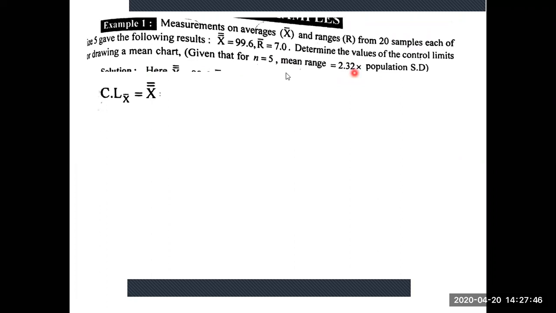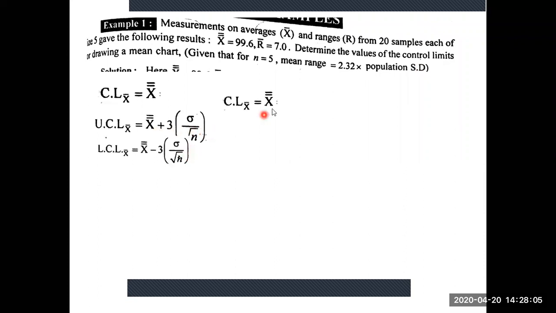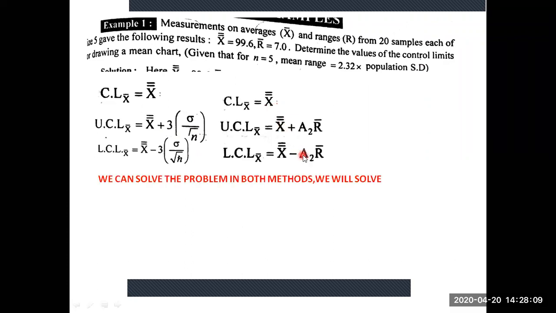Here in this problem he has not directly given the standard deviation; indirectly he has given it: mean range is equal to d2 into population standard deviation. Mean range he has given. So you have to find the upper control line, x double bar plus 3 into sigma by root n, and the lower control line. There is one more formula: x double bar plus A2 R bar, and x double bar minus A2 R bar. We can do this problem in both ways.